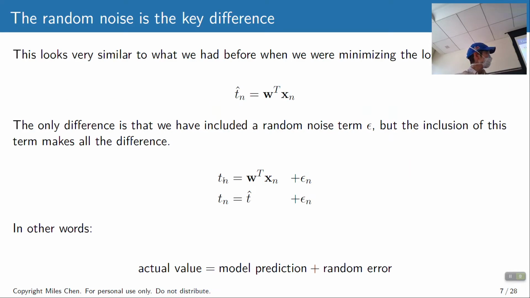And the only difference here between what we had before is that we have an epsilon component. So we're saying the actual value is T hat plus some random error. Right now, T hat is found by doing W transpose X sub n. Okay, this should be T hat sub n. So the actual value is the prediction plus error. I think that's very familiar to all of us.